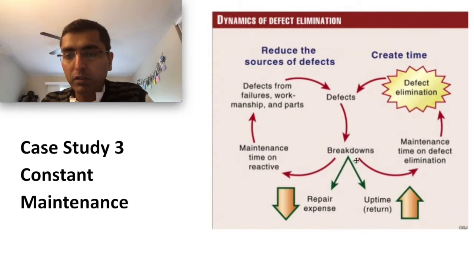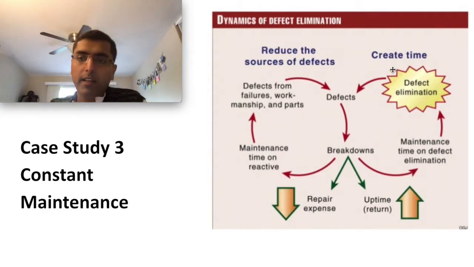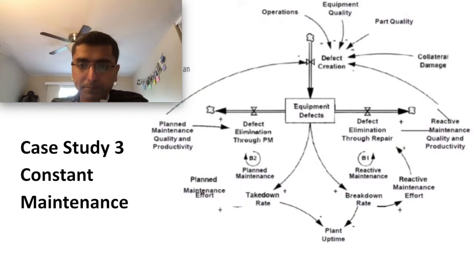Similarly, the uptime goes down, maintenance goes up. But at the same time, if there was a way in which the maintenance eventually went down, how could we get there was the question of this case study. So what they did is they used system dynamics to model the system.